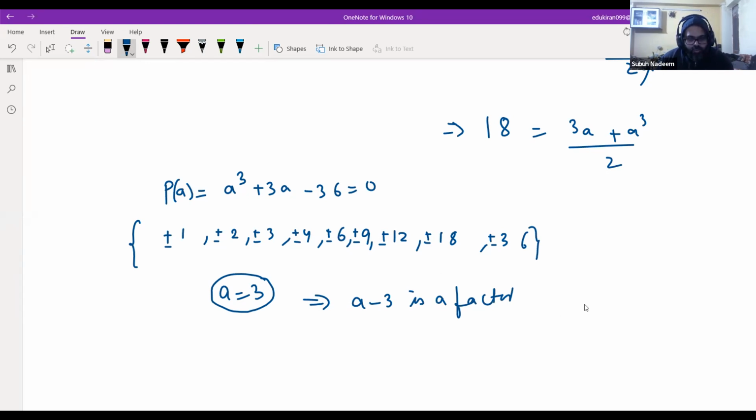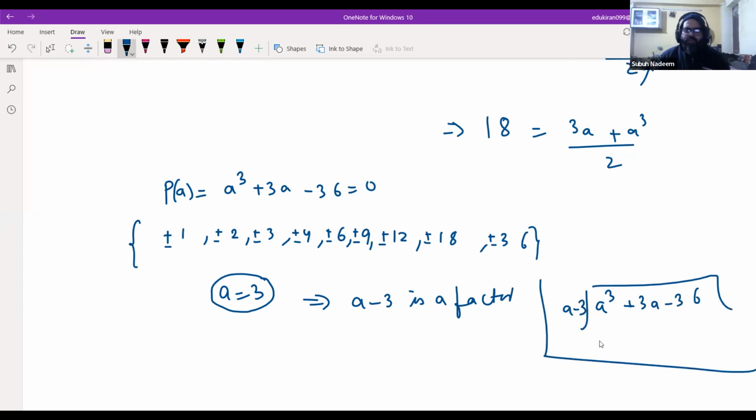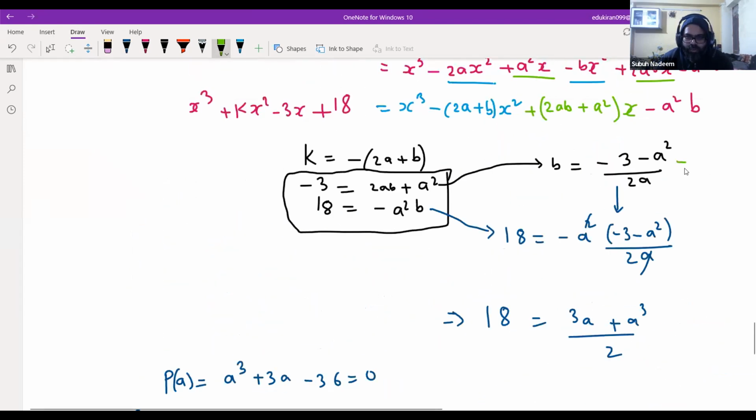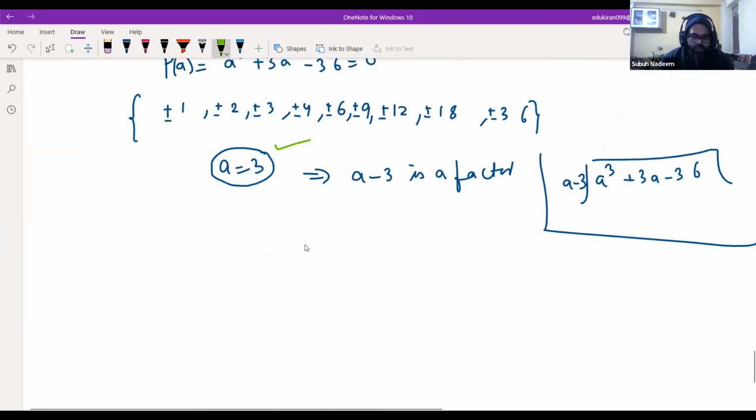If you want to do further calculation, a cube plus 3a minus 36 by a minus 3, but it is not required here. We are not into finding the other factors. We want to find the value of a, and that we got. That is 3. Now a is equal to 3. So we put here: minus 3 minus a square will be 9, 2 into 3, 6. So this will be minus 12 by 6, minus 2. So b is equal to minus 2. This is another value of a and b.